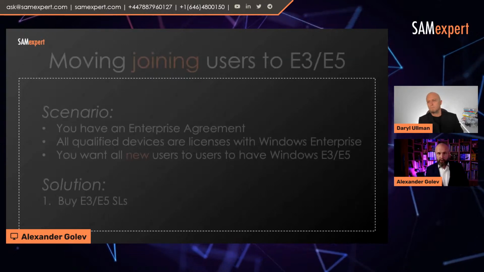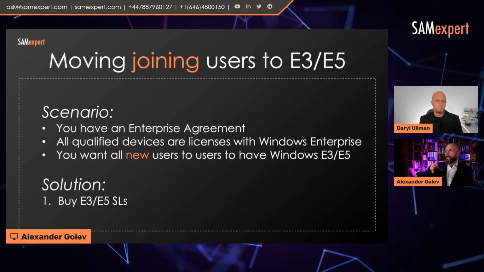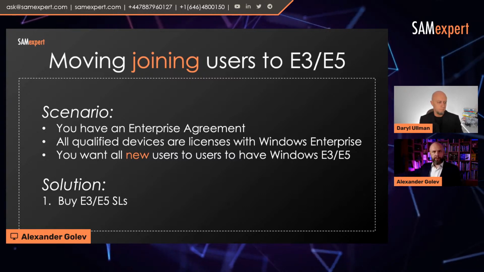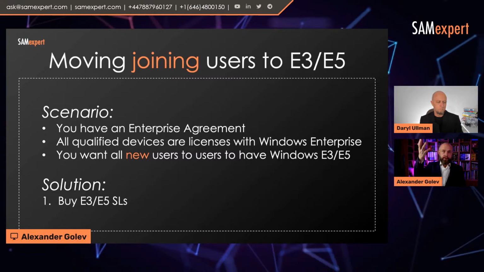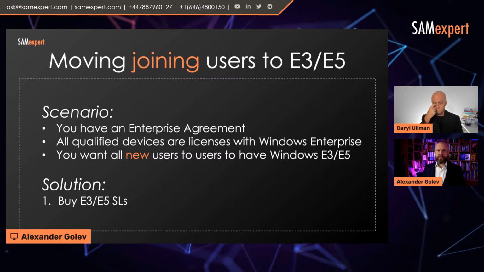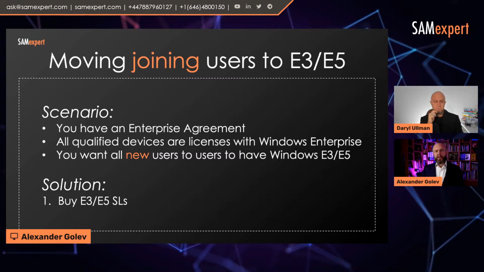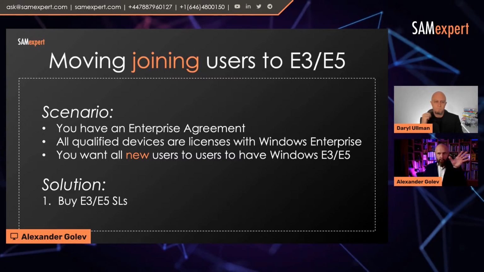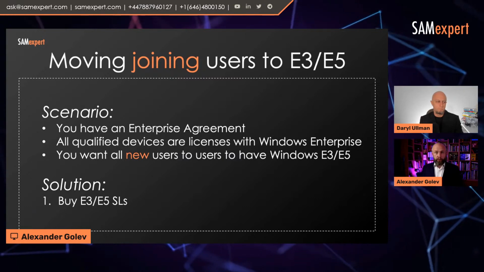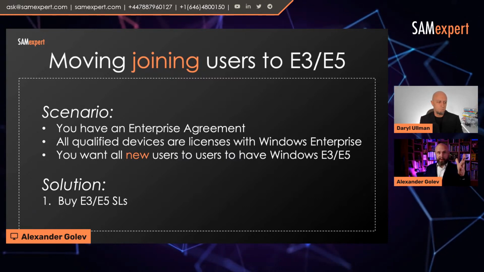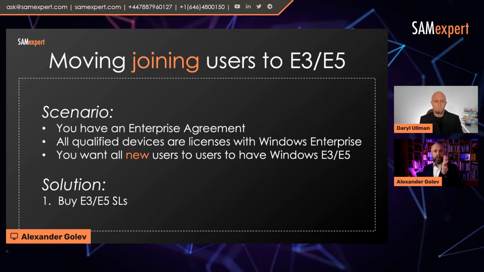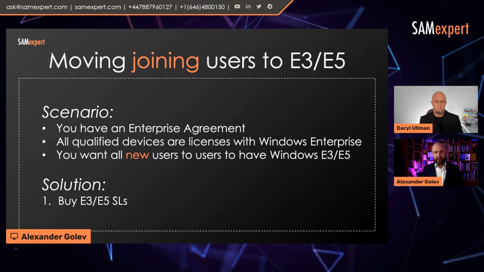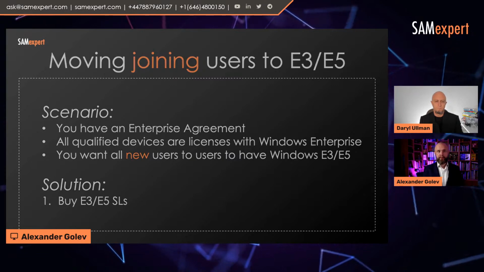If you have an enterprise agreement, you may also add new joining users already licensed with online. You just buy subscription licenses for them. Simple as that. So the enterprise agreement, which is covered in the second part of the training, allows you that sort of flexibility with moving from on-premises to online licenses. In this scenario, you want to add your joiners already to online, so just buy E3, E5 subscription licenses straight away for those joining people.